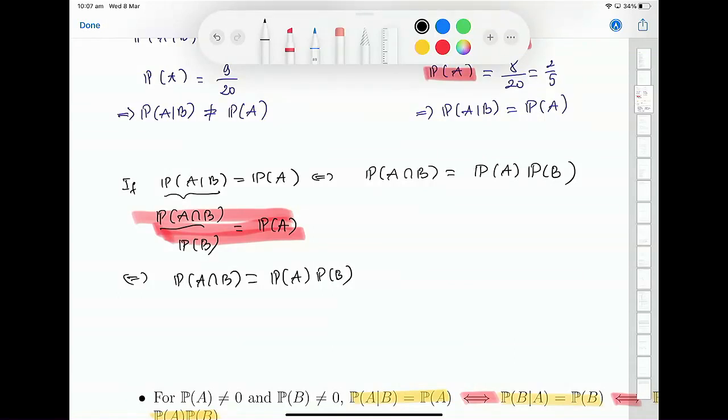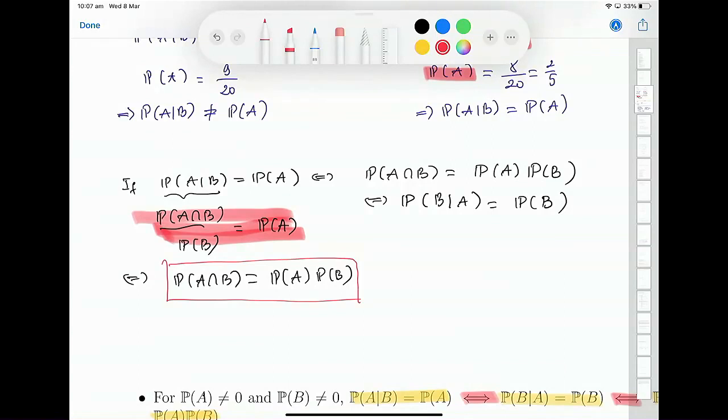And another equivalent form is that this is also equivalent to the probability of B given A equals the probability of B. The proof is the same, because the probability of B given A equals the probability of B intersect A divided by the probability of A, and then you multiply both sides by the probability of A, so you still have the probability of A intersect B equals the probability of A times the probability of B.